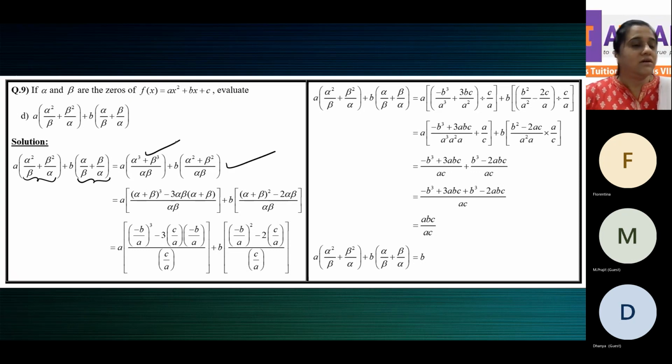And now what do you understand here? A cube plus b cube should be written using the identity. So a cube plus b cube is a plus b the whole cube minus 3ab into a plus b.